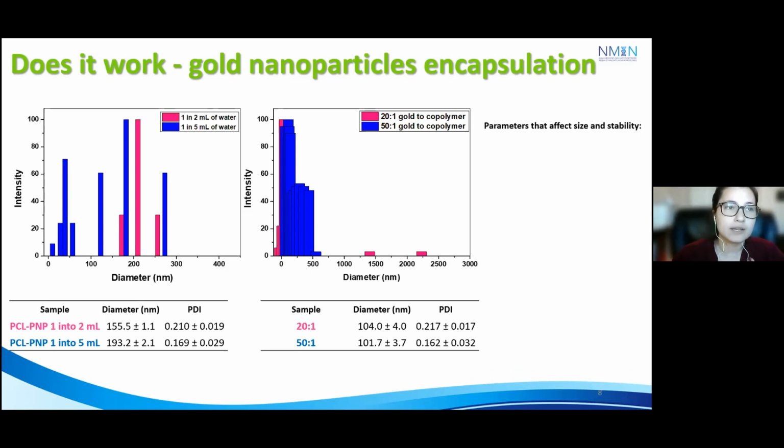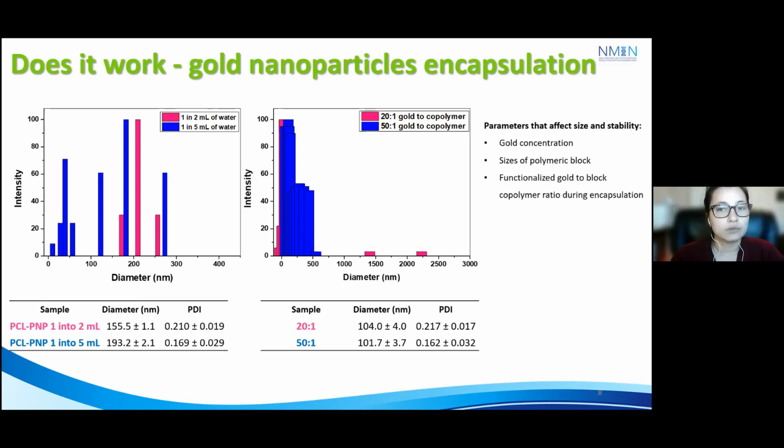So the parameters that can affect the size and stability of the particles are the gold concentration and the size of the polymeric block, because you can have different sizes of PCL and PEO, and that would definitely influence the sizes and also the stability in the gold loading. And you can have different ratios, and you can also have different amounts of water.